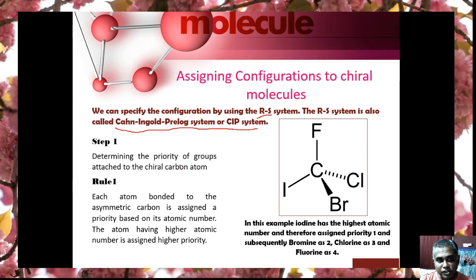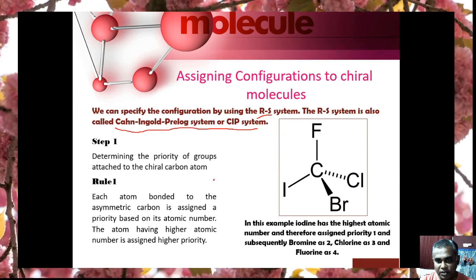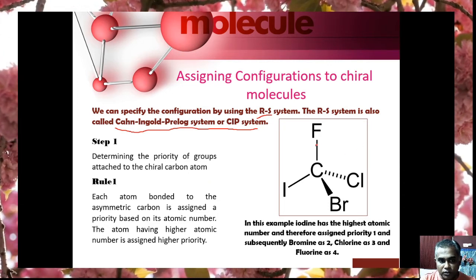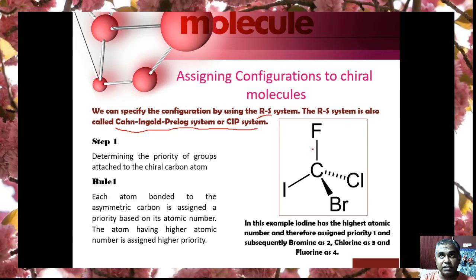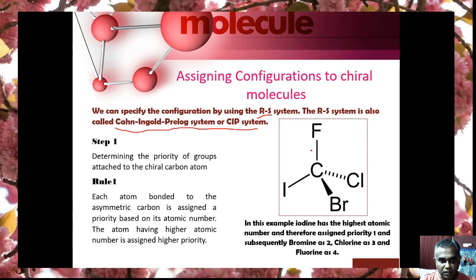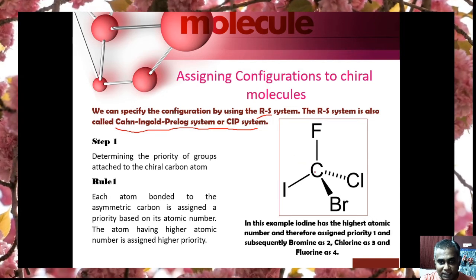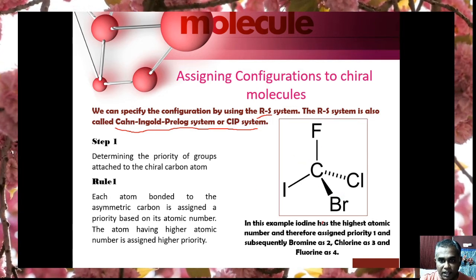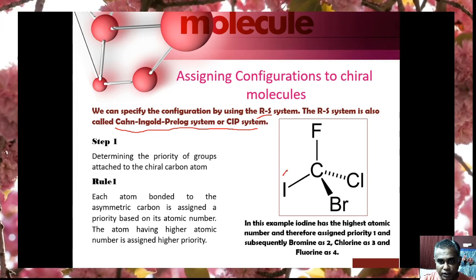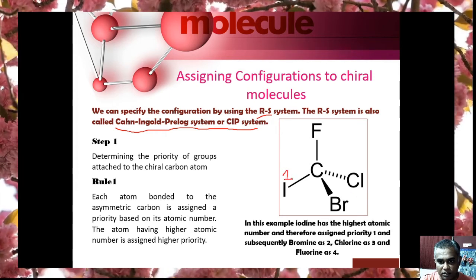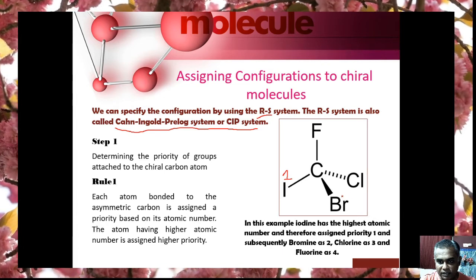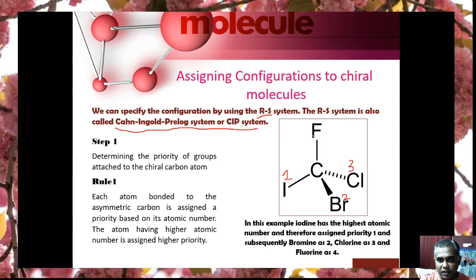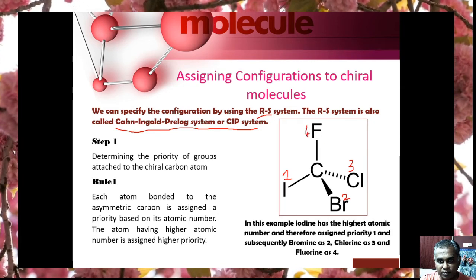Now we have to determine the priority of the groups attached to the chiral carbon. Rule number 1: each atom bonded to the asymmetric carbon is assigned a priority based on the atomic number. The atom having the highest atomic number gets the highest priority. In this case, iodine has priority number 1, bromine priority number 2, chlorine priority number 3, and fluorine priority number 4.